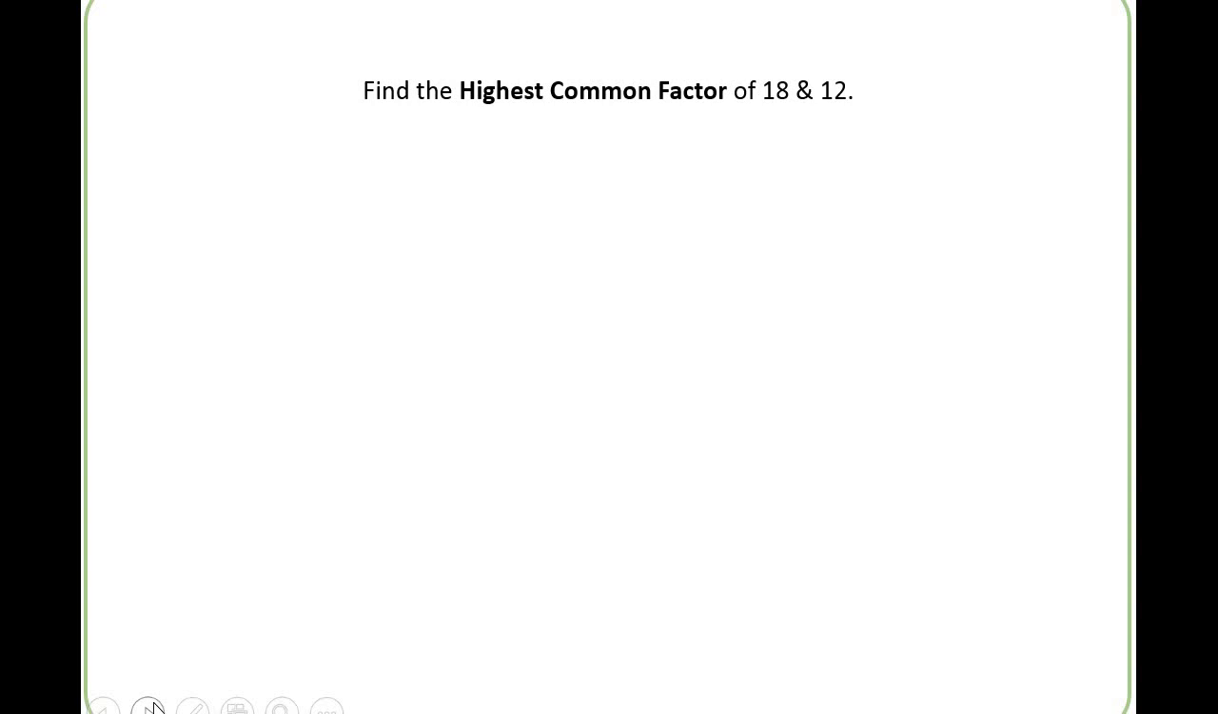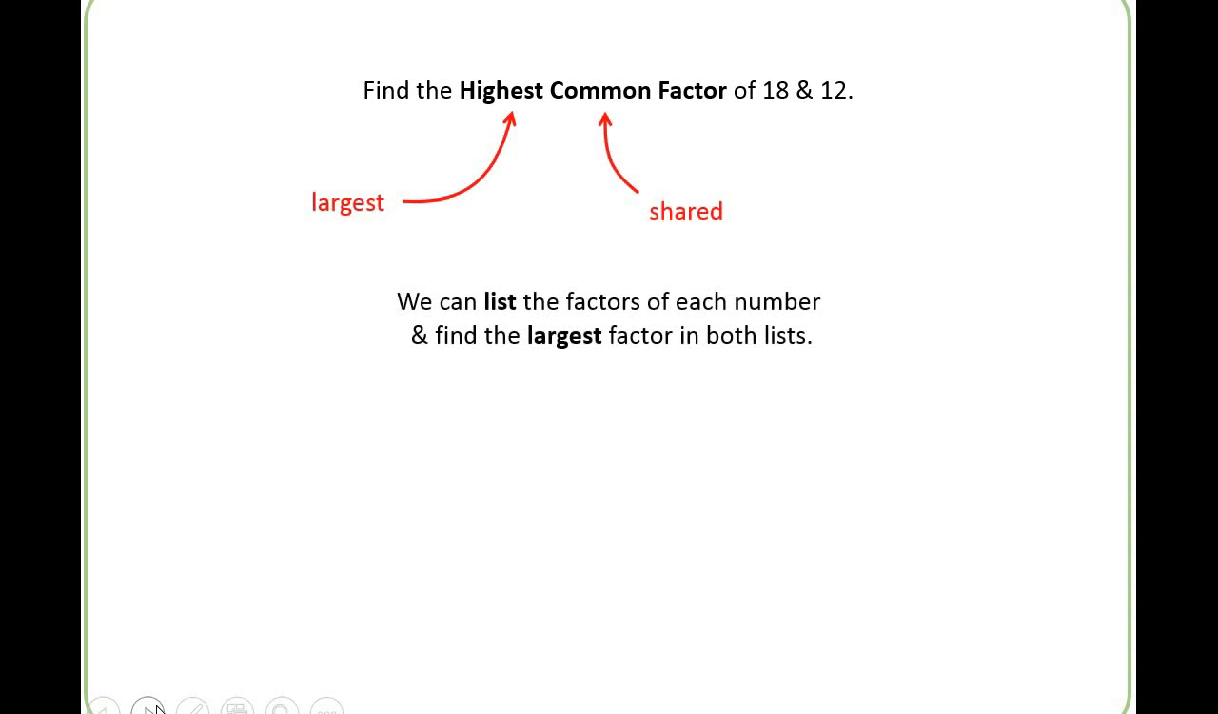So what we've been doing there, we've been finding the highest, we've been finding the largest, haven't we? Common, shared, and we've been finding factors of both numbers in those examples. So we are going to be looking at highest common factors. So what we do is we list the factors of each number and then find the largest factor in both lists, because it's got to be common to both.